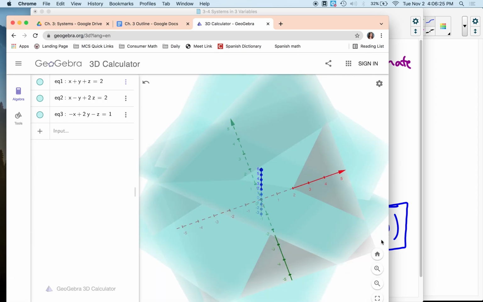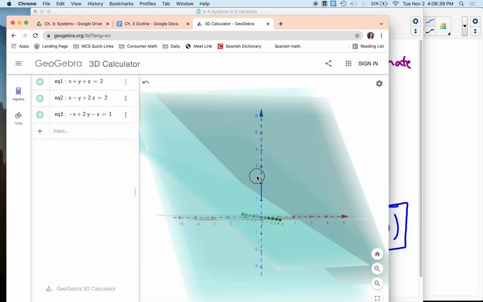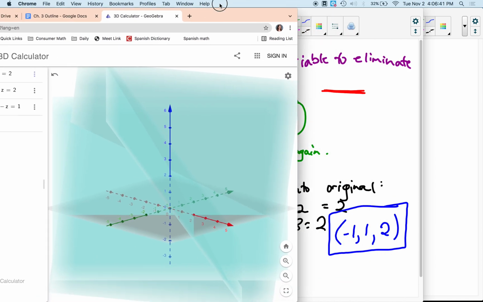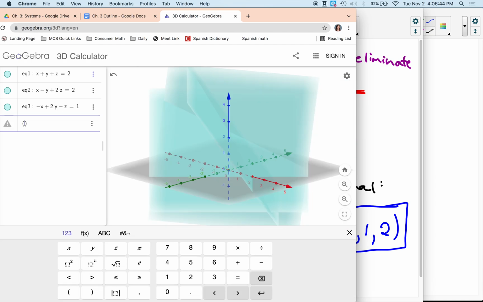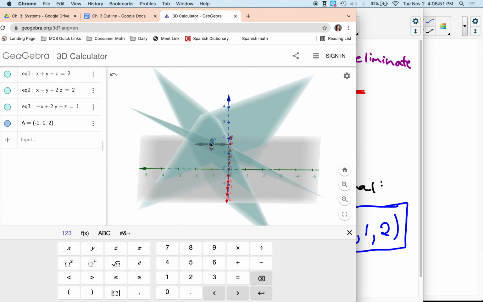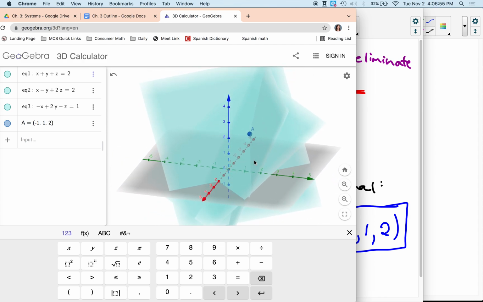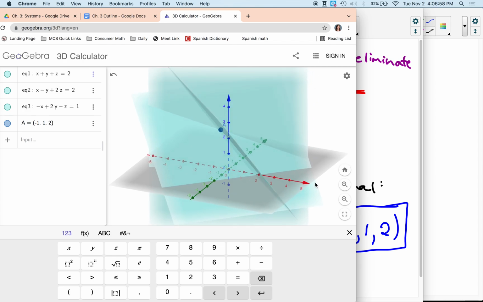If you ever get lost with GeoGebra, just click the home button, and this will take you so that your x-axis is the red one right here, your y-axis is the green one going from front to back, and your z-axis is going up and down. So we have 3 planes, and since our solution was an ordered triple, if we plot this ordered triple, negative 1, comma 1, comma 2, we should see that point A is a spot where all 3 of our planes intersect, and that looks to be true. So we know that our solution seems to be correct.